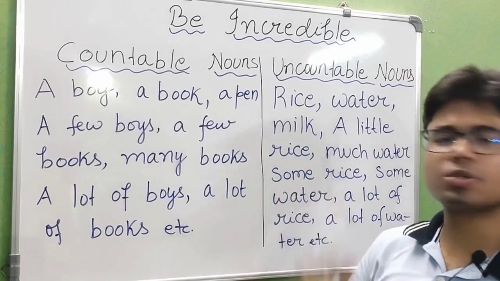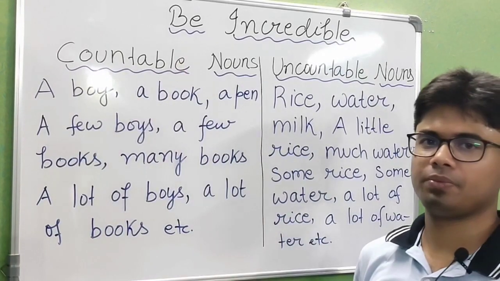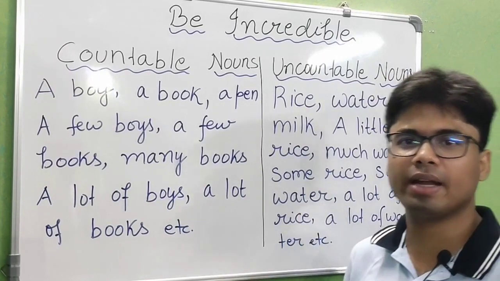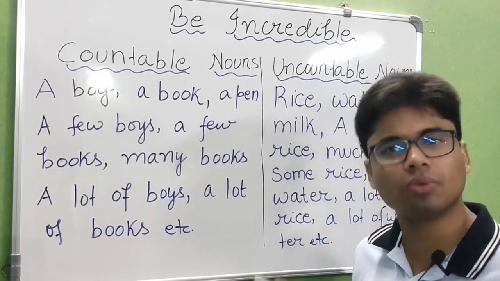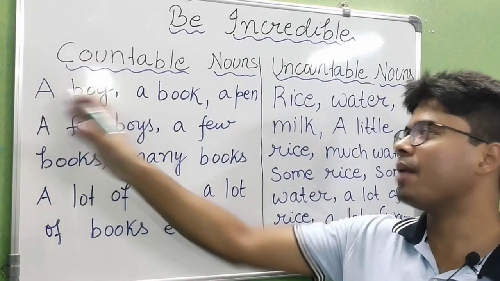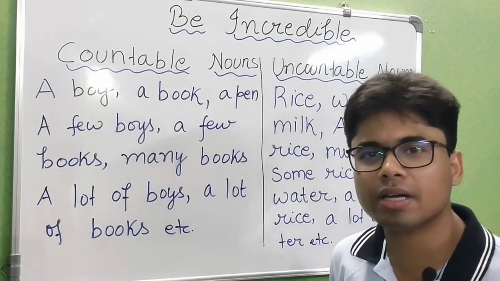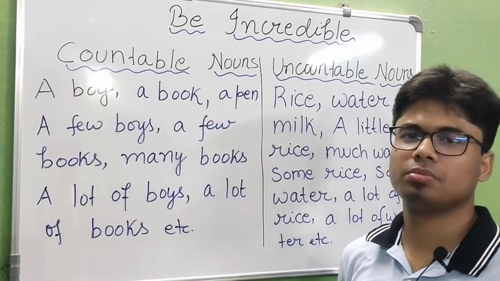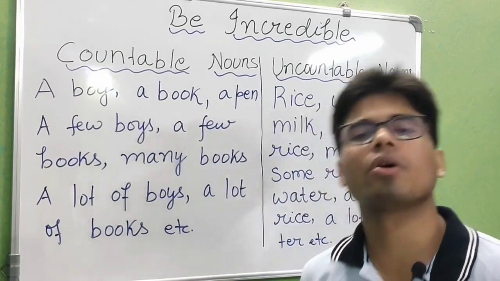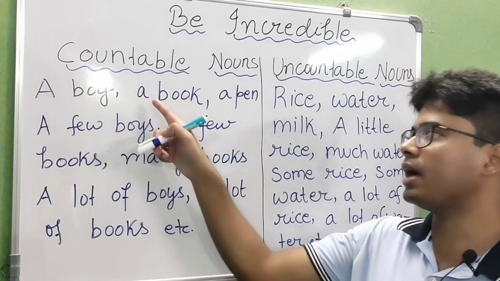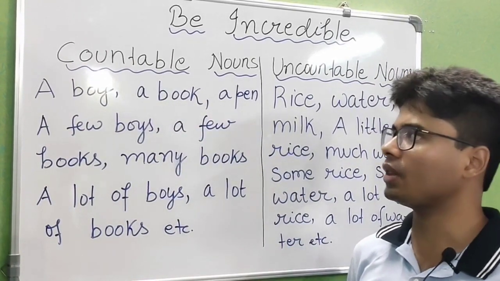Countable noun, the first one is count. What do you mean by counting? 1, 2, 3, 4, 5, 6, 7, 8, 9, 10. Easily you can count up. Just like here I have given one example, a boy. How many boys are there? A boy. A book. How many books are there? Only one book is there. That's why a book.